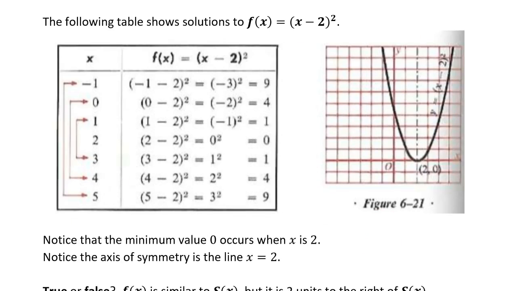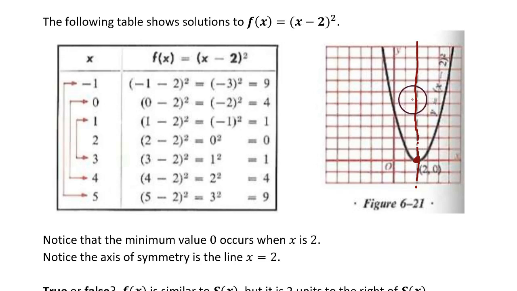The following table shows solutions to f of x equals x minus 2 squared. For example, when x is replaced by -1, the value of f is positive 9. These dots are graphed to create the parabola on the right that has a vertex at the point 2, 0. Notice that the minimum value of 0 occurs when x is 2. And notice that the axis of symmetry is the line x equals 2. That's a vertical line crossing the x-axis at 2.